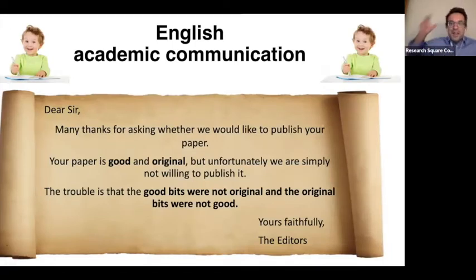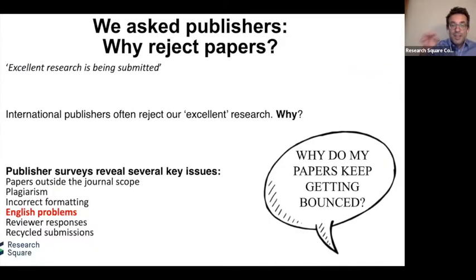Now, we've all received emails like this in the past. Many thanks for asking whether we would like to publish your paper. Your paper is good and original, but unfortunately we are simply unwilling to publish it because the good bits were not original and the original bits were not good. Everybody gets rejected by international journals with their great research all of the time. Why does that happen? And how can we enhance your chances of getting your work published in the best leading journals?